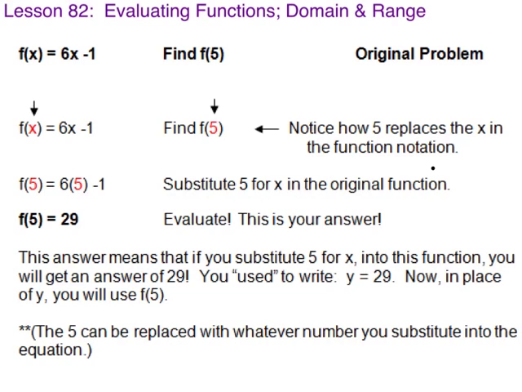What you're going to do is replace 5 everywhere you have an x. So right here we would put a 5 in parentheses, and we would work the problem. 6 times 5 is 30 minus 1, so the answer is 29. So we're basically replacing whatever it says the function of f is for any x's in the equation.